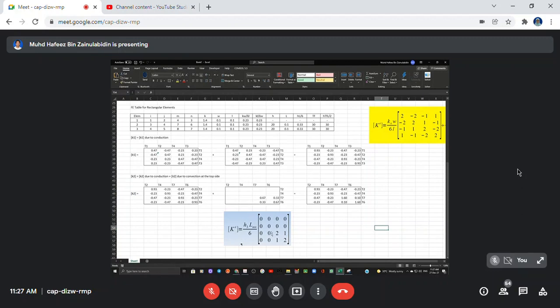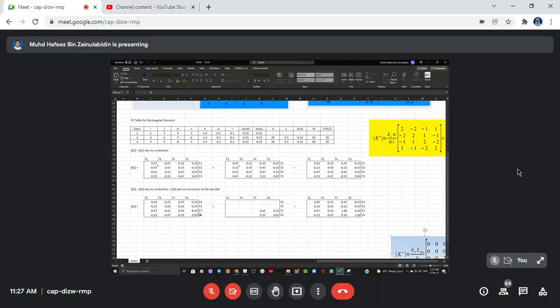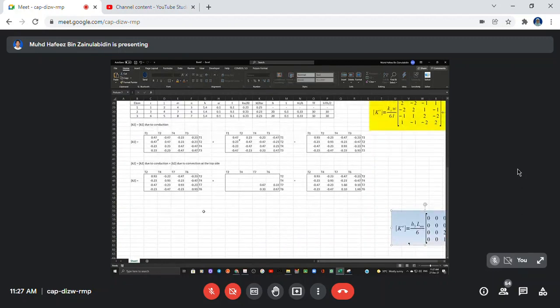Okay, that's for element number 2. For element number 3, the value is the same as element number 2, only the label is different. With a different label, what we can do is copy this.